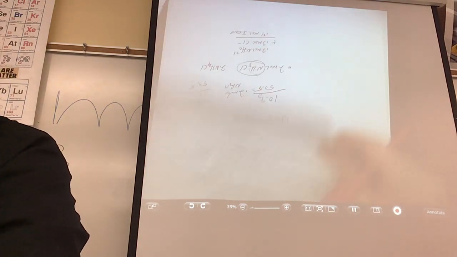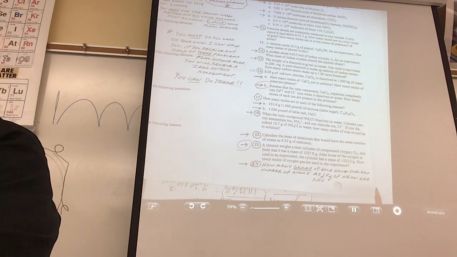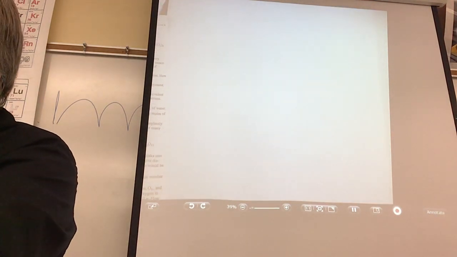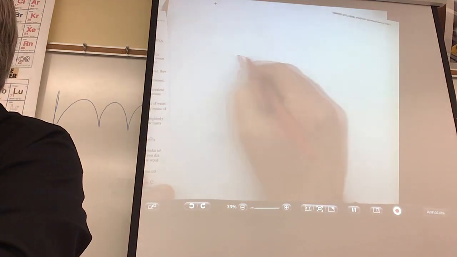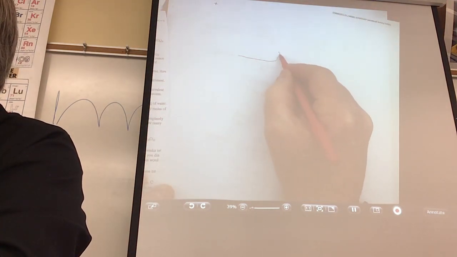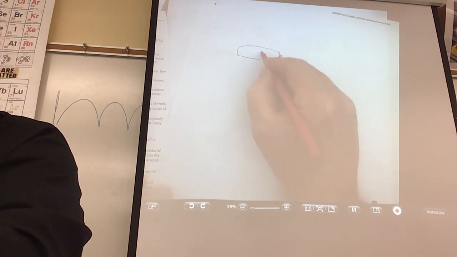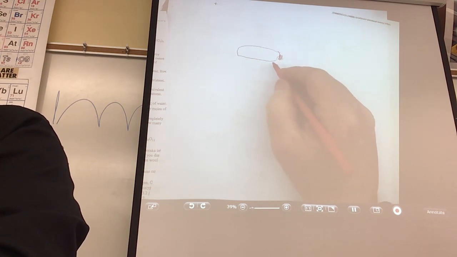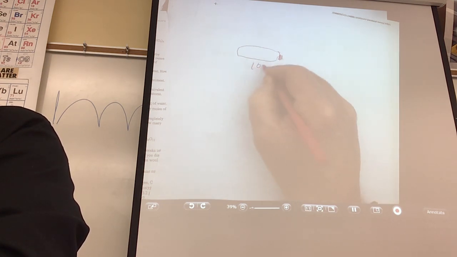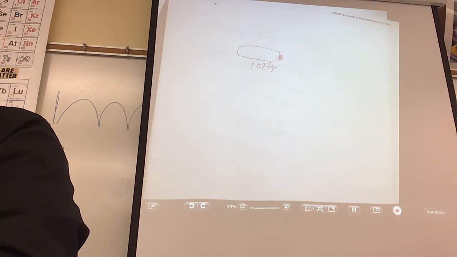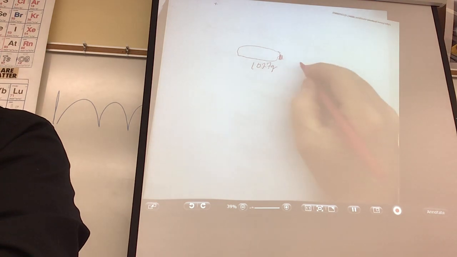23. A chemist weighs a steel cylinder of compressed oxygen and finds it has a mass of 1,027 grams. You know what I like to do? I like to make little pictures. Let's make some pictures. What's this? There's some cylinder, valve here. Okay, so how much does this thing weigh? Okay, and then he used some of the oxygen in an experiment and found out that it weighed, how much did it weigh later?